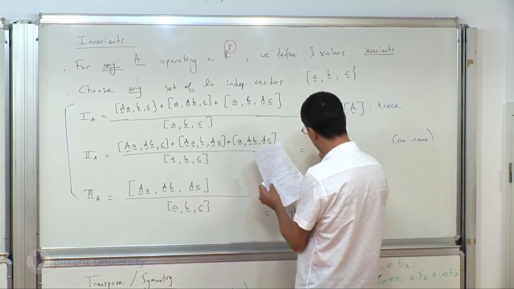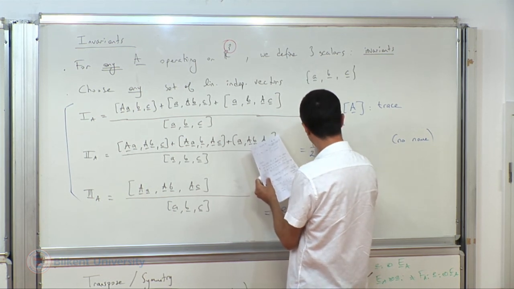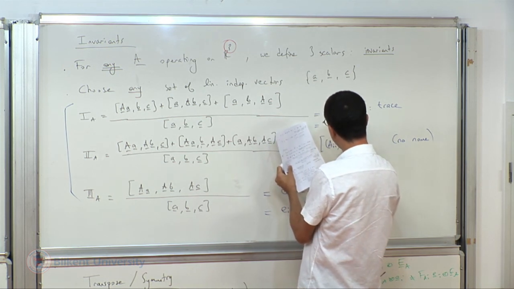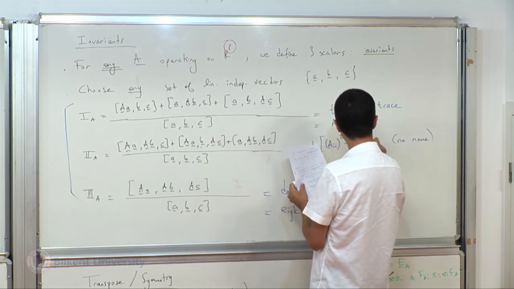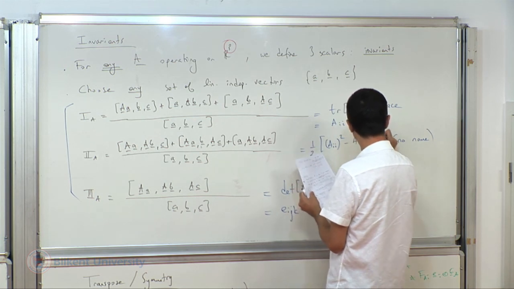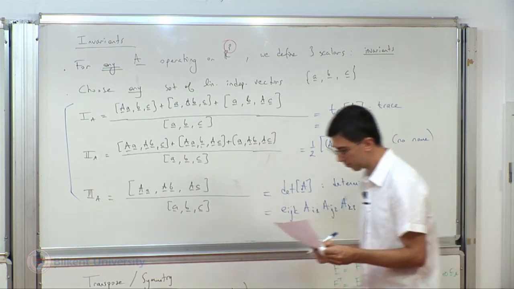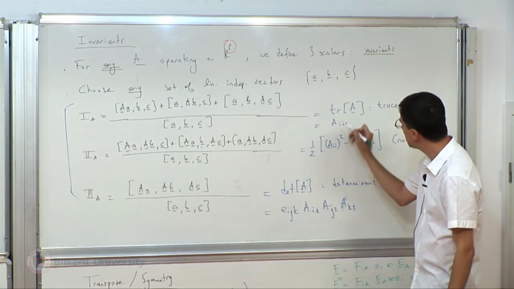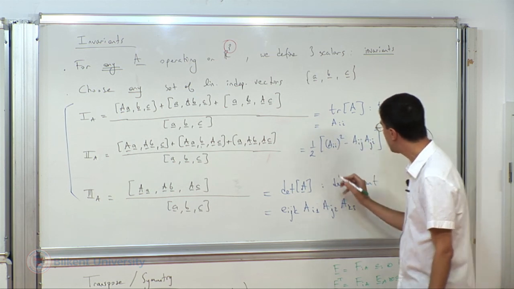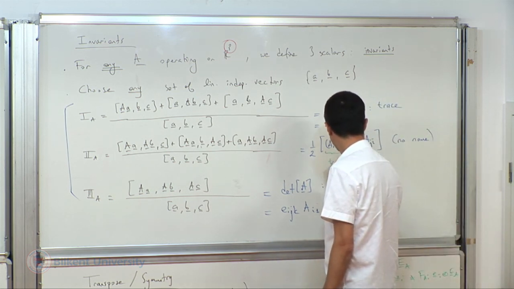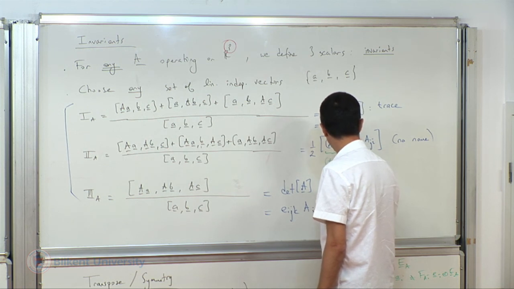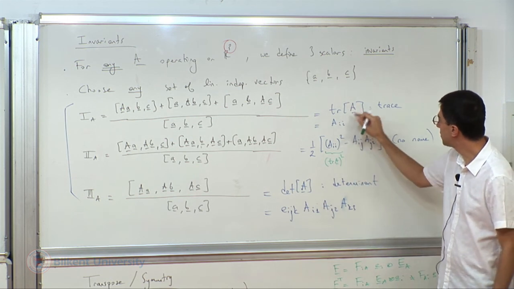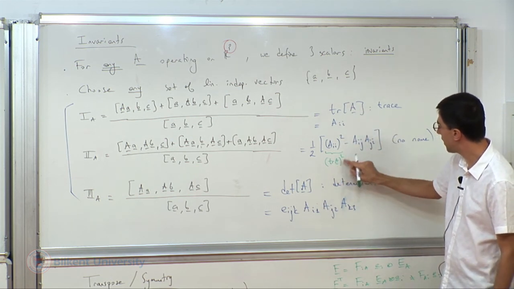If you work it out in terms of components, it's equal to 1/2 of (A_ii squared minus A_ij A_ji). Okay. And the first quantity that appears is the trace of A, squared. So when there is no ambiguity, I drop the bracket to make the notation a bit more compact.